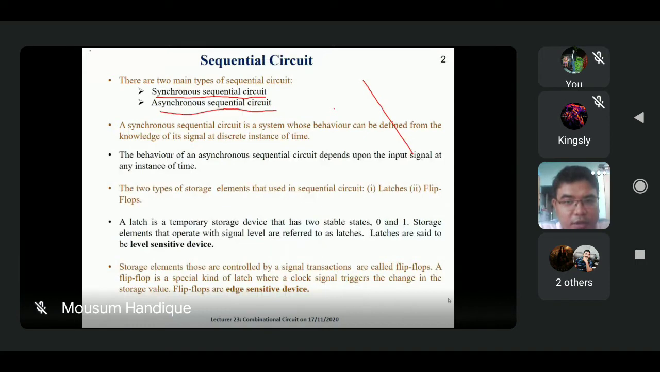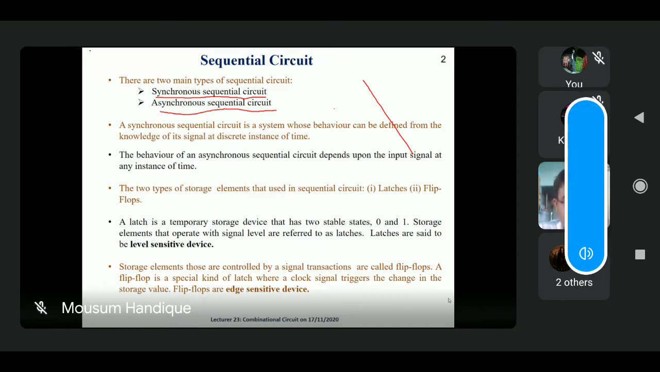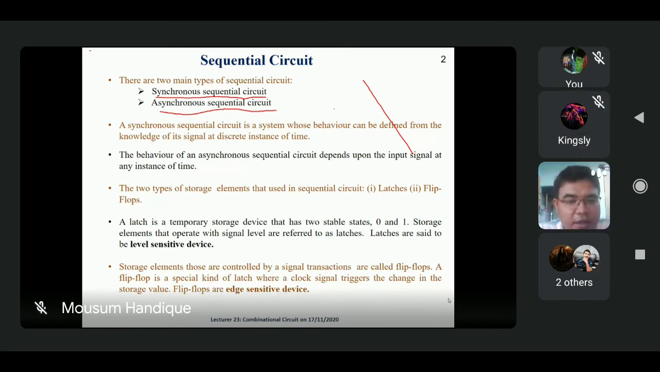So there are two types of sequential circuit: one is called a synchronous sequential circuit, and another one is called an asynchronous sequential circuit. Obviously, when there are two types of sequential circuit, their properties are also somewhat different. Why is one called synchronous, and why is the other called asynchronous? At first, we are discussing the sequential circuit.